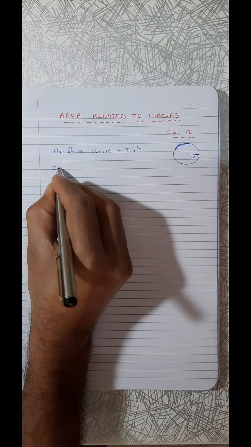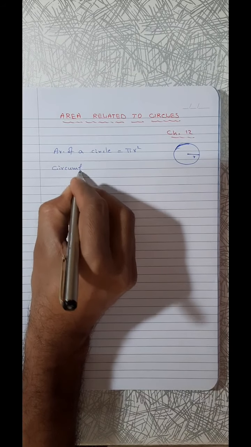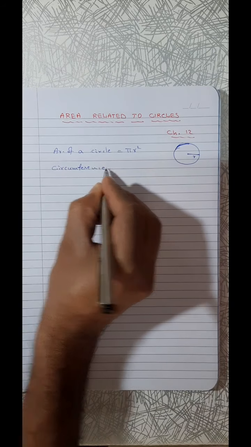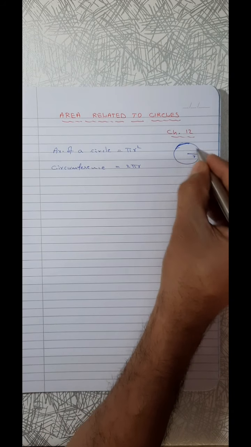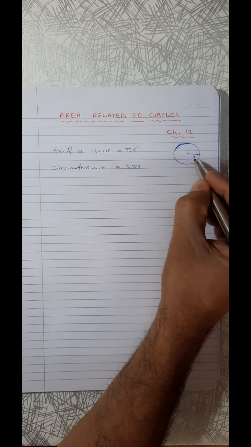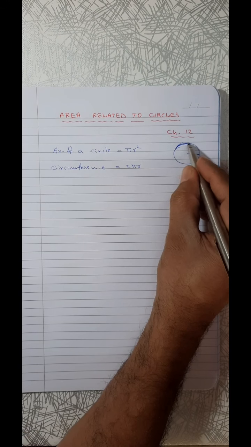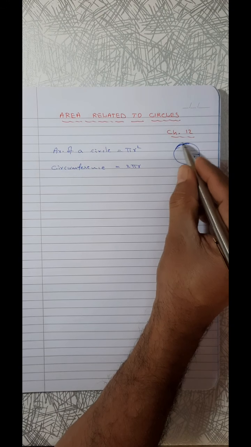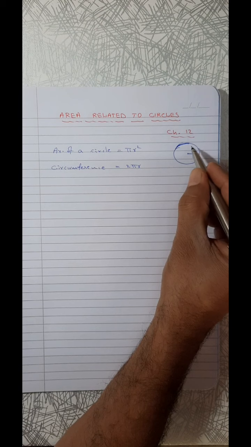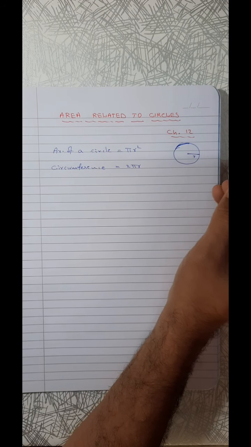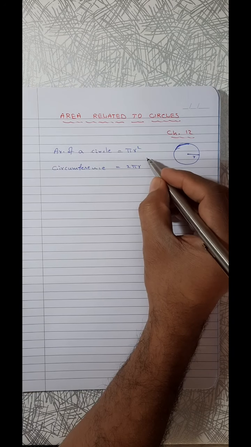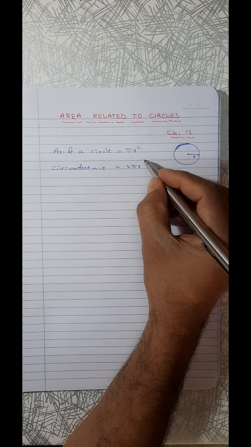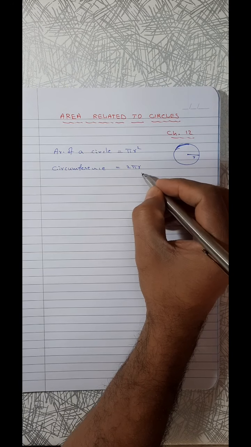Circumference of circle, circumference is equal to 2 pi r. Area, the entire area which is inside the circle, equals pi r square. Circumference means a boundary, circumference means a perimeter. Perimeter of a circle is called circumference, that is 2 pi r. So two formulas which we studied in lower class: area of a circle is pi r square, circumference of a circle is 2 pi r.